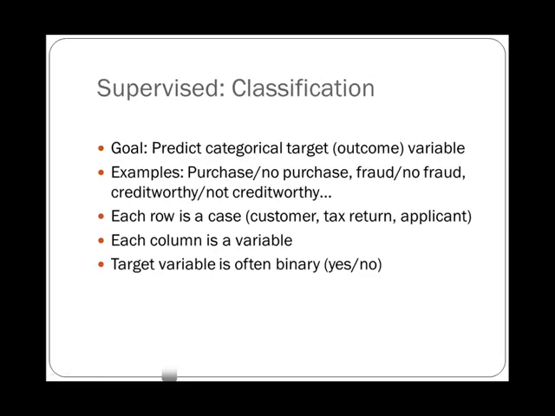For supervised learning and classification, we have a categorical target variable that we're trying to predict, such as: will somebody default on a loan? Is a long distance phone call going to result in a sale to a customer? Typically in our data set, each row is a case, a customer, a tax return applicant. Each column represents a variable, and the target variable is generally binary: yes, no, on, off, success, failure.